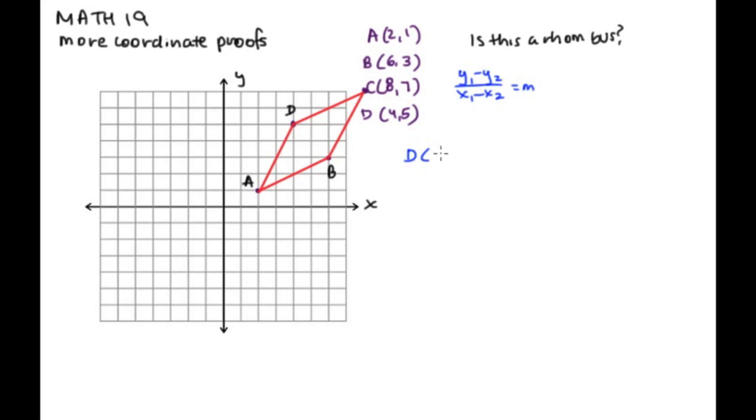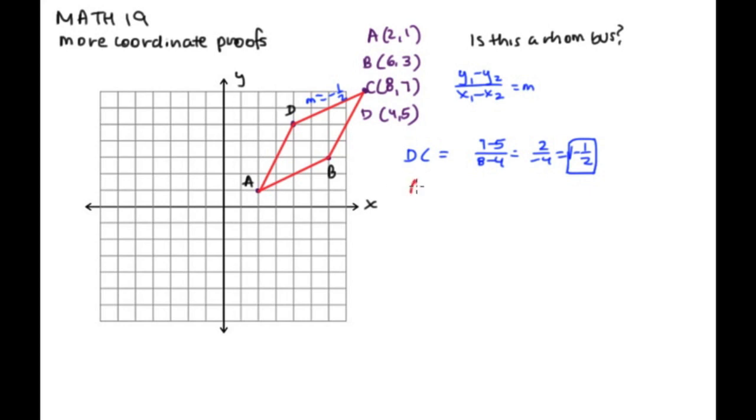The slope of DC will be equal to 7 minus 5 over 8 minus 4. That equals 2 over 4. Simplify, it's going to be 1/2.